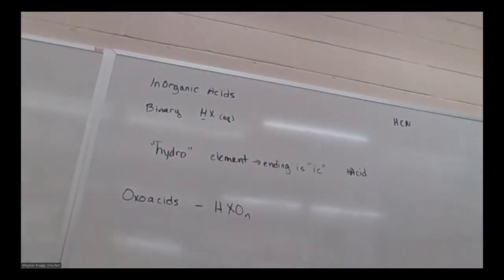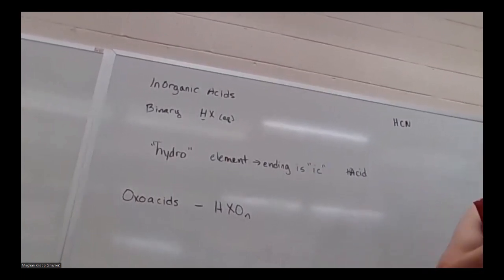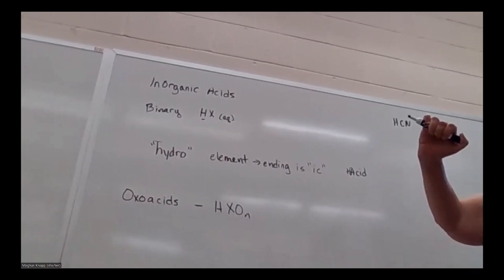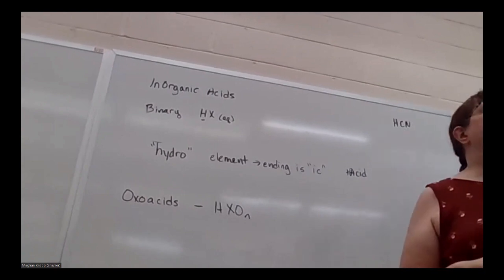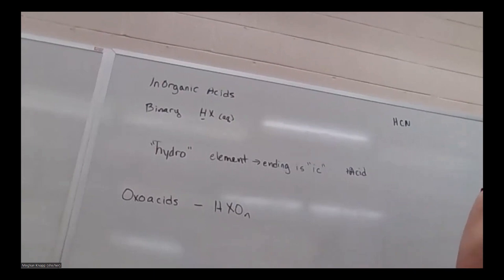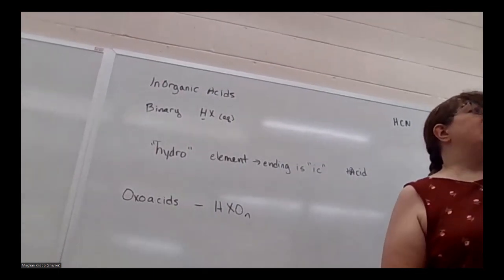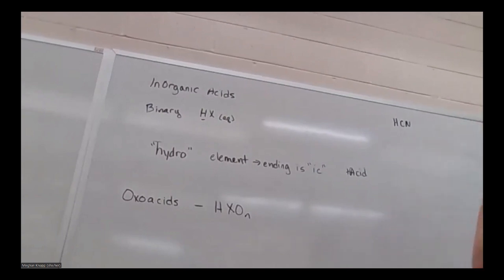There are inorganic acids and there are organic acids. So organic acids are going to have carbon in them. So when we looked at acetate before, that had CH3COO, I can turn that into acetic acid by putting a hydrogen on it. So it has carbons in it. We're not going to worry about those right now, but their naming rules are going to be pretty easy when we do talk about them.